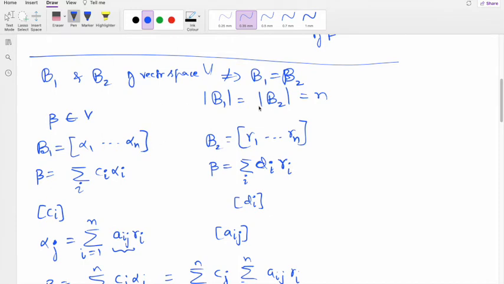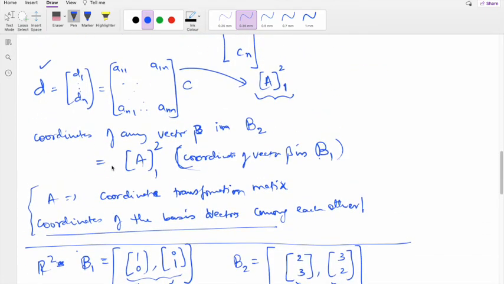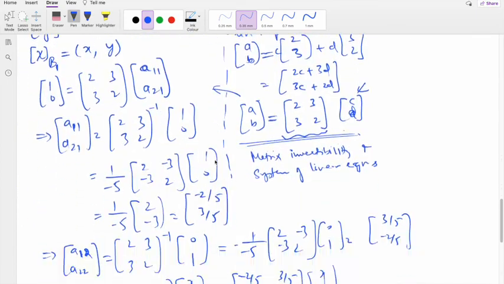So we then saw how we can represent one particular vector, its coordinates, from one basis to another basis, right? We saw the idea that we basically need a sort of coordinate transformation matrix, which takes the coordinates of any vector in the basis B1 to the coordinates of the same vector in the basis B2, right? So we saw this sort of a thing here.